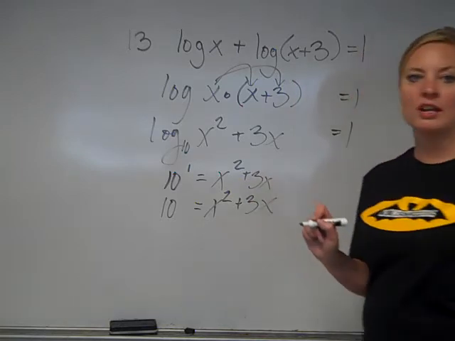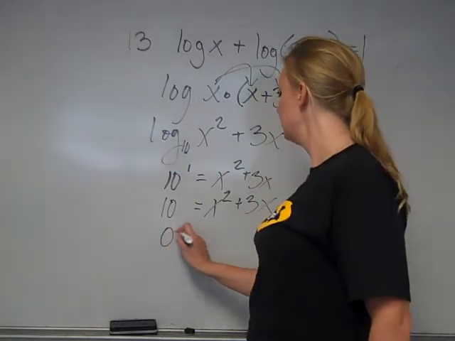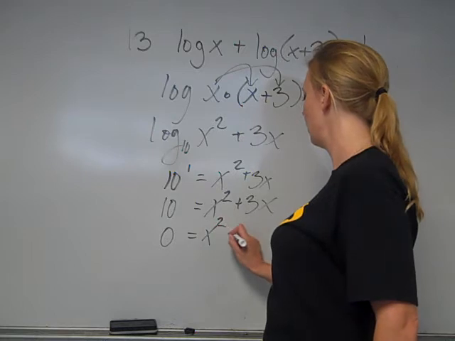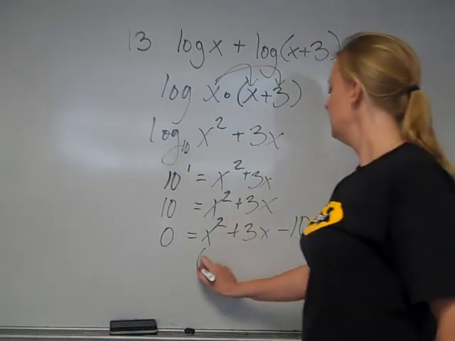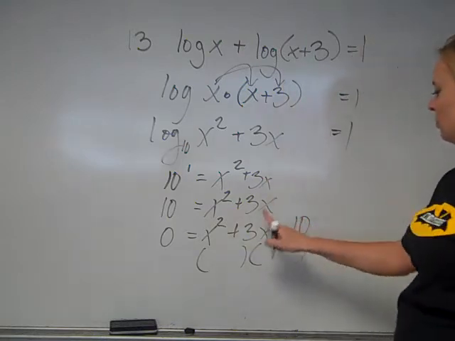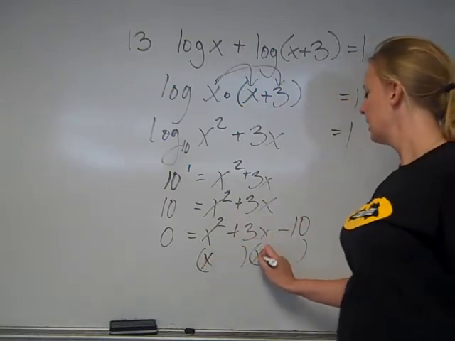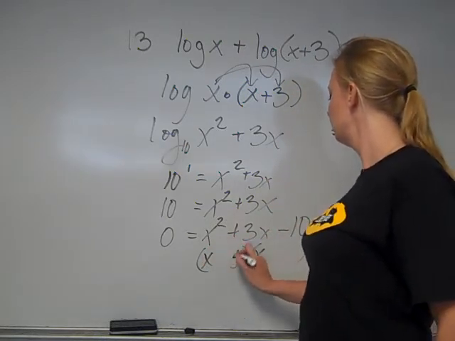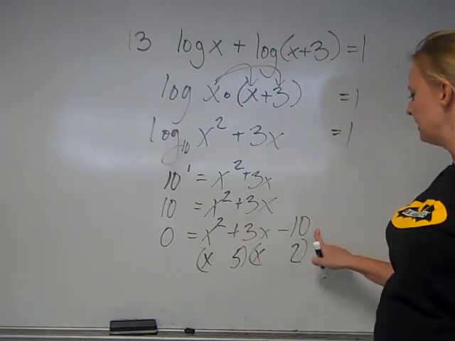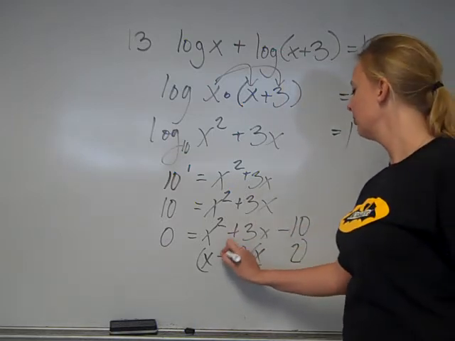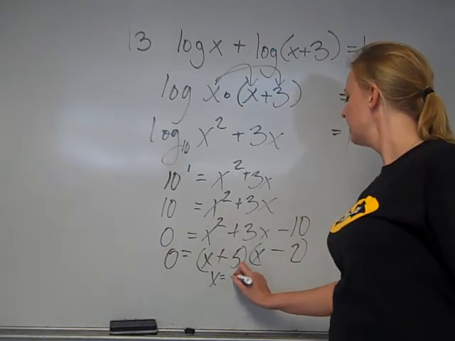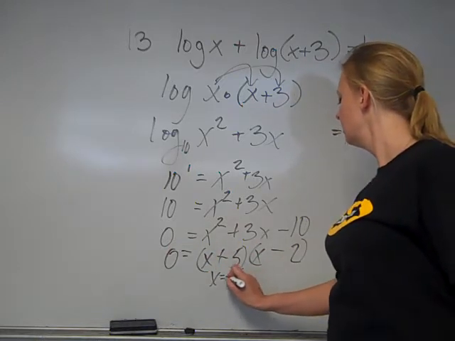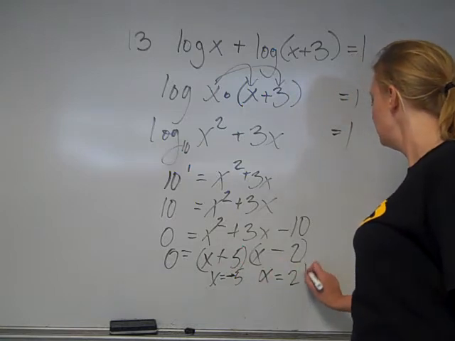We're solving a quadratic, so you want to subtract 10 from each side so you can set your quadratic equal to 0. What multiplies to 10 and adds to 3? You have x times x gives you your x squared. 5 times 2 multiplies to 10. We want a positive 3, so positive 5, negative 2. So x equals negative 5, and x equals 2.